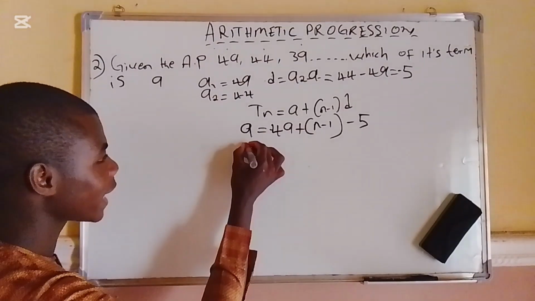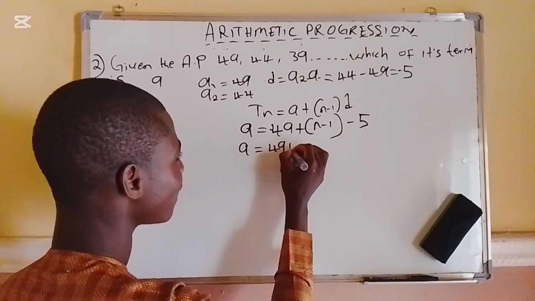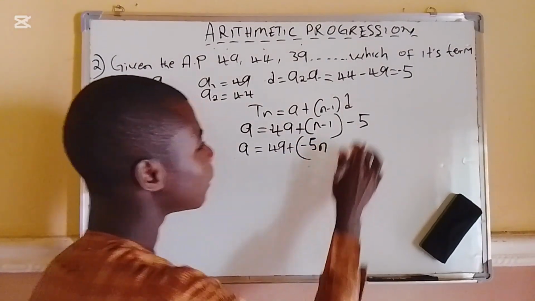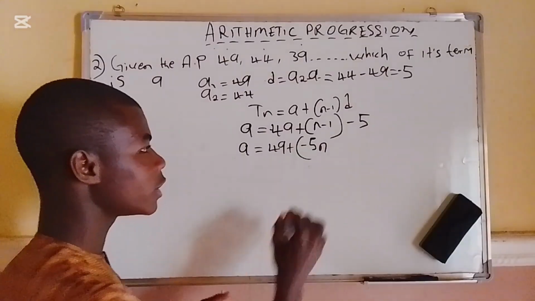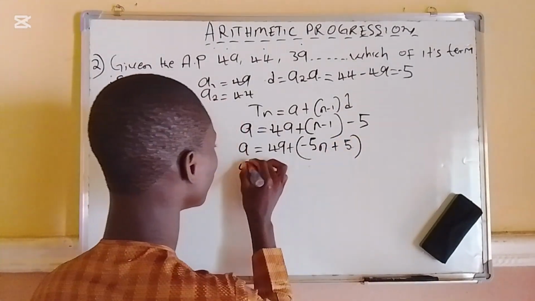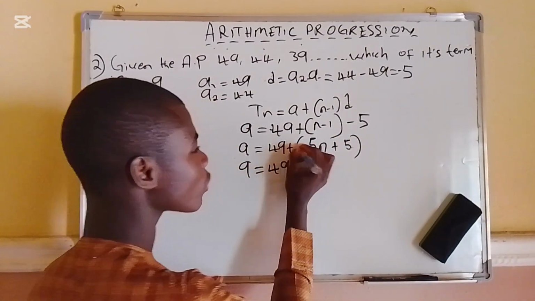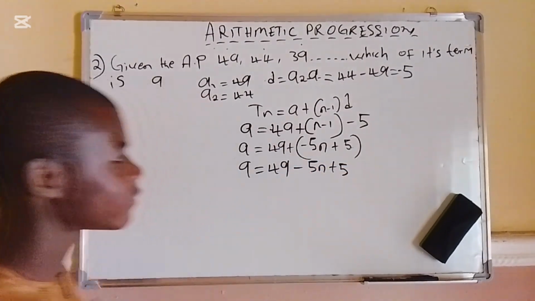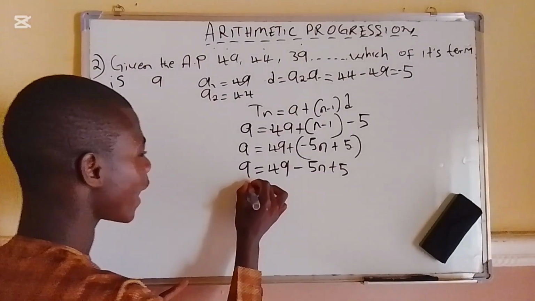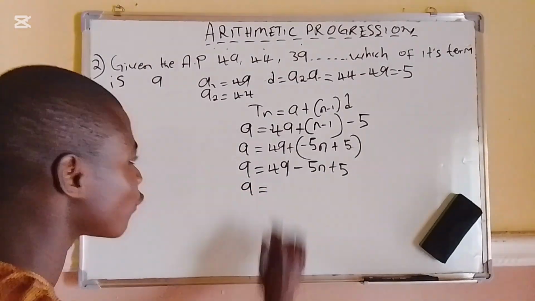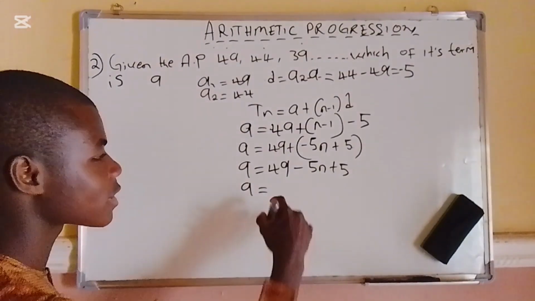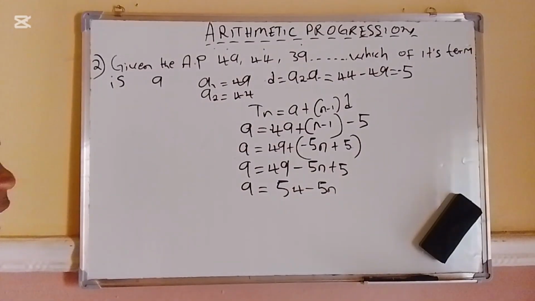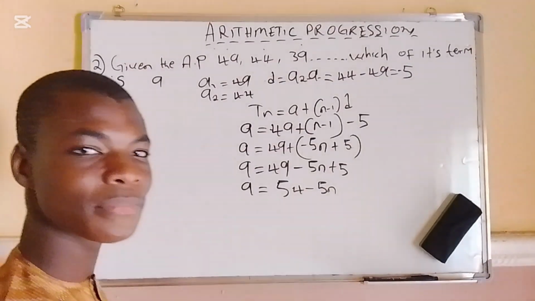So therefore, I have to say 9 is equal to 49 plus 5 multiplied by n, which will be equal to minus 5n. Minus 5 multiplied by negative 1 will give me positive 5. Therefore 9 is equal to 49 minus 5n plus 5. Then 9 is equal to 49 plus 5, because they are like terms, which is equal to 54 minus 5n. Then what's the next thing to do?